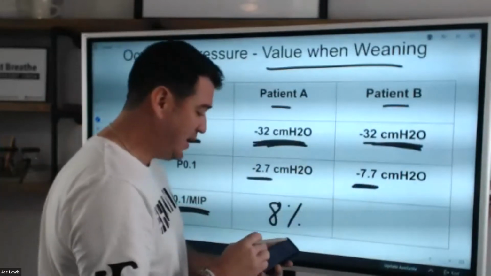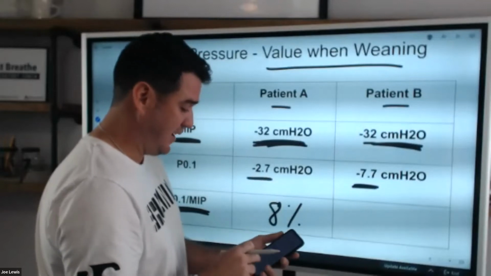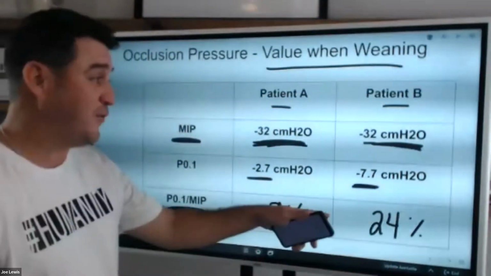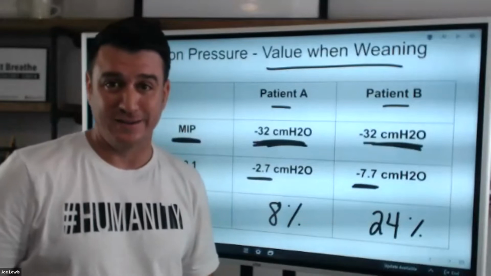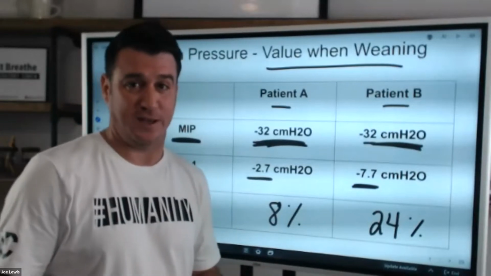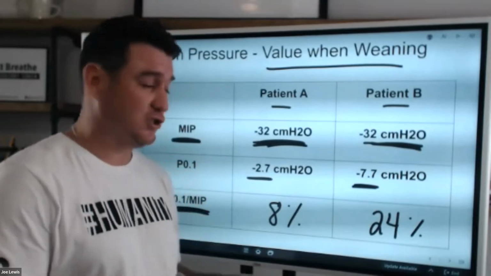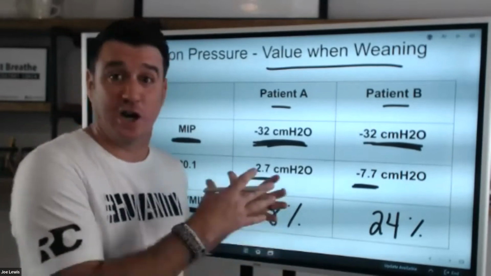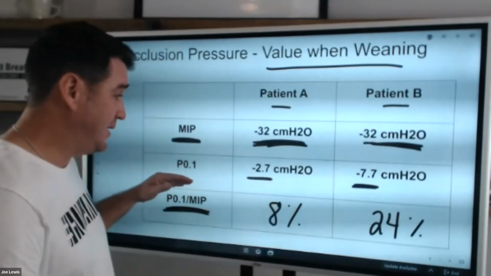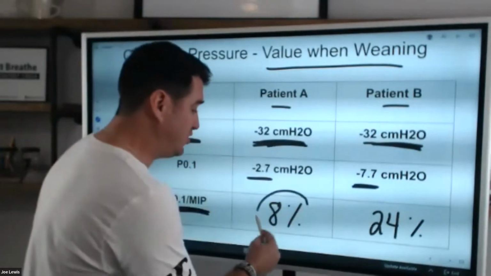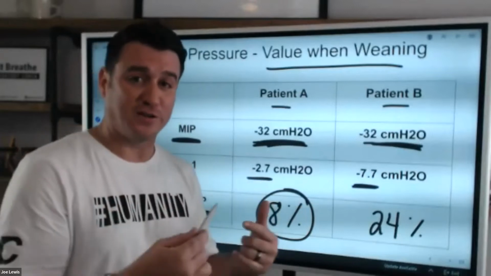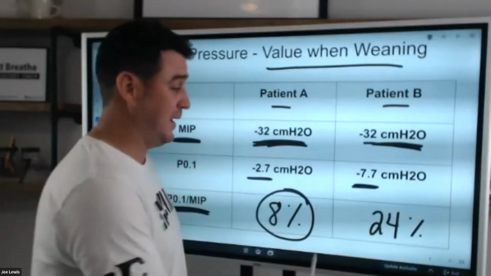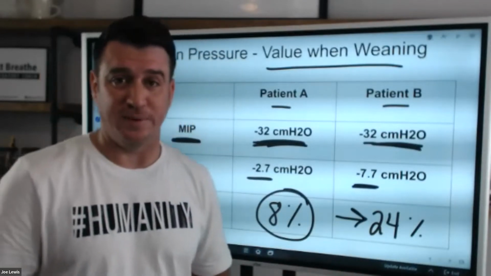Where we look at patient B over here, we see 7.7 divided by 32. And this patient's occlusion pressure is accounting for 24% of their total diaphragmatic strength. Now, the marker here is around 14 to 15%. Anybody with a P100 to MIP ratio less than 15%, assuming that the P100 is not gone, like 0 or negative 0.1, but less than 15% showed to be supportive of greater success post-extubation, where greater than 15% showed to have a higher risk for post-extubation failure.